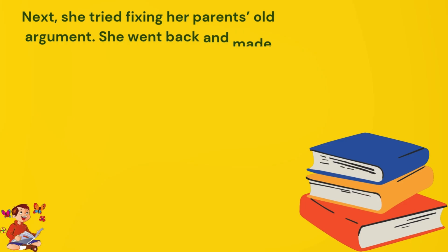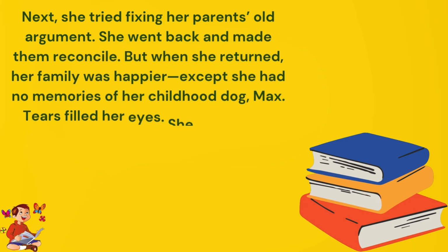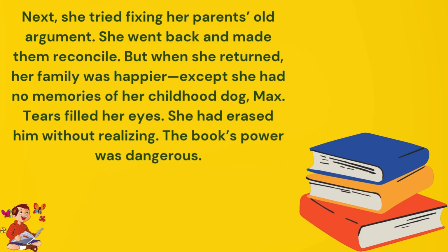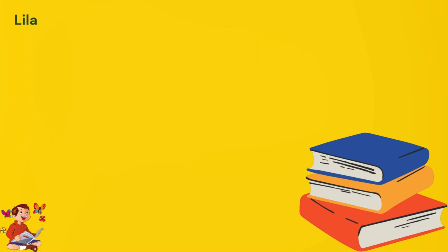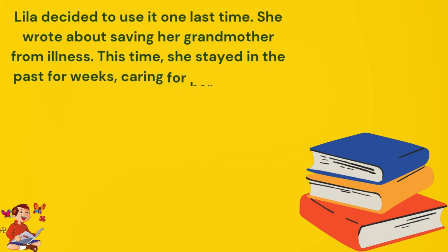Next, she tried fixing her parents' old argument. She went back and made them reconcile. But when she returned, her family was happier, except she had no memories of her childhood dog, Max. Tears filled her eyes. She had erased him without realizing. The book's power was dangerous. Lila decided to use it one last time.